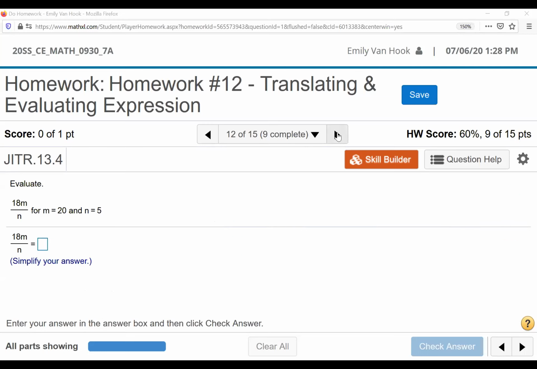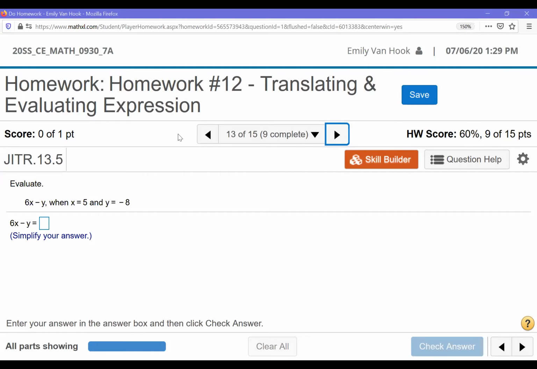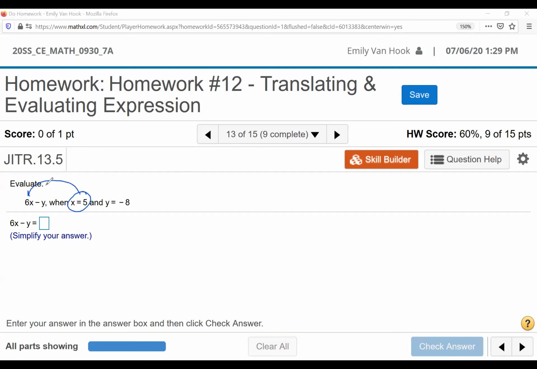Okay, but chances are when you get to that problem, the numerator might be a little bit large, so feel free to reduce. All right, number 13, 6x minus y, when x equals 5 and y equals negative 8.